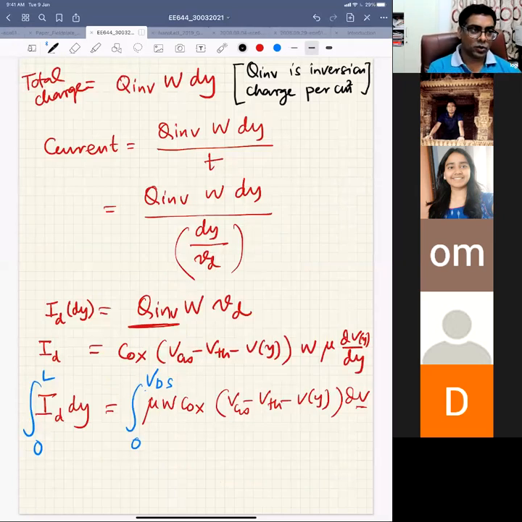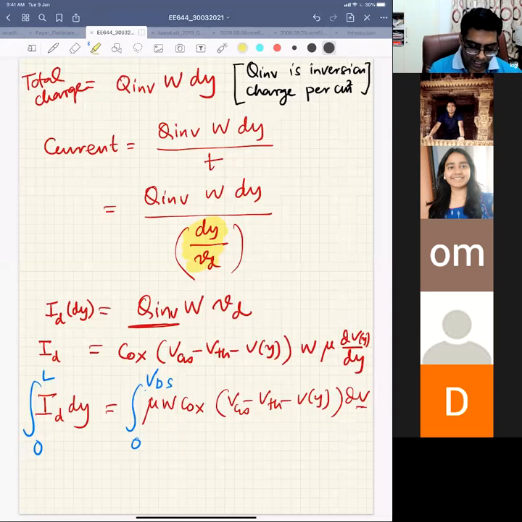If this is the total charge, the current is the total charge divided by the time required to go from point 1 to point 2. That time is dy by vd, the drift velocity. If I do that math, the current will be Q inversion times W times vd. This is the current in this small region.